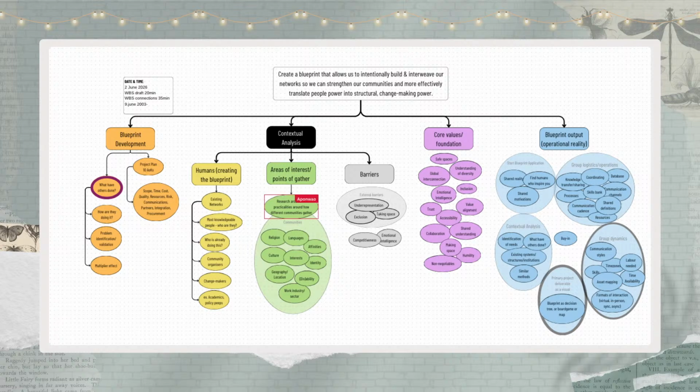Yeah, I think I put this new bubble under green, but it might be part of this black essentially, because that research around the practicalities of having different communities gather applies to the people, the different communities specifically, and the barriers that they might be facing. Mm-hmm.